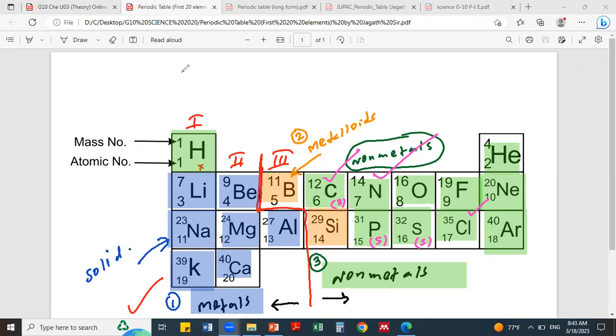Then back to the previous page. Some non-metals can exist in more than one form in nature. Those forms are called allotropic forms. What are allotropic forms? When the same element exists in more than one form in nature, we call them allotropic forms. I'll tell one example. The element carbon can exist in different forms in nature.